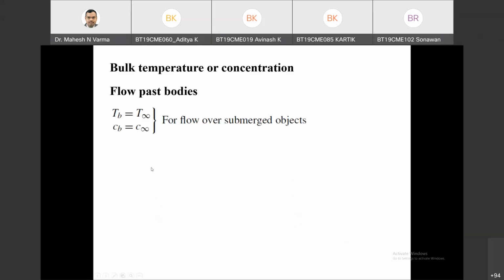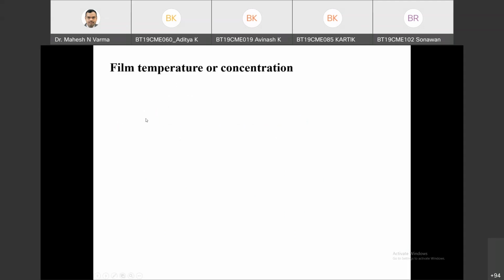And if you have flow past bodies, so my system is immersed in a fluid, then the infinity temperature, far away from my surface, is taken as the bulk temperature. So for a flow submerged object, the bulk temperature will be T infinity.